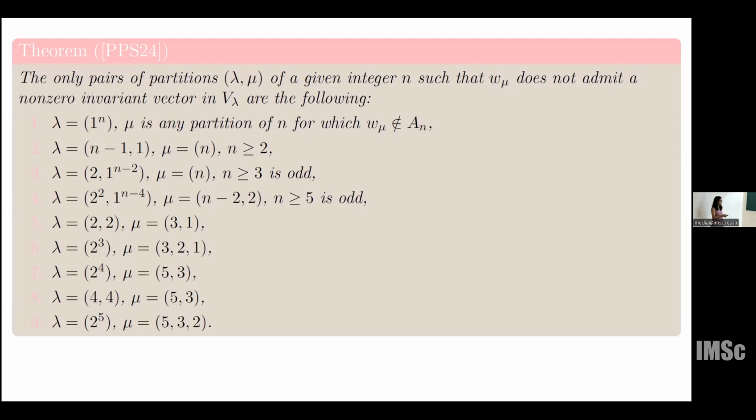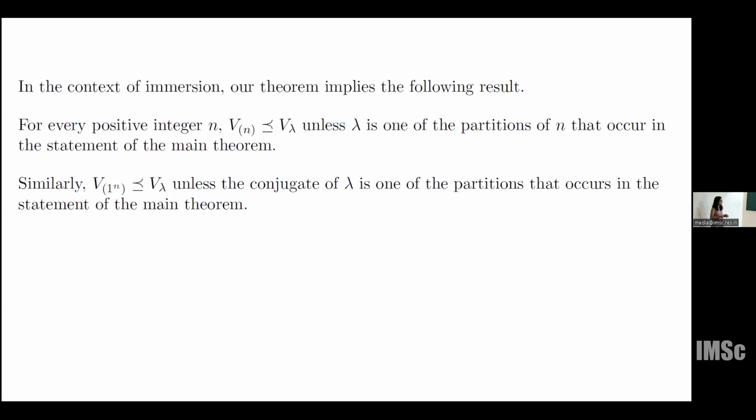And in terms of immersion, we can state it like this: for any positive integer n, the trivial representation of the symmetric group, which I denote V_n, is immersed inside V lambda unless lambda is any of the partitions mentioned in the theorem. Similarly, the sign representation is immersed in V lambda unless the conjugate of lambda is one of the partitions listed in the above theorem.